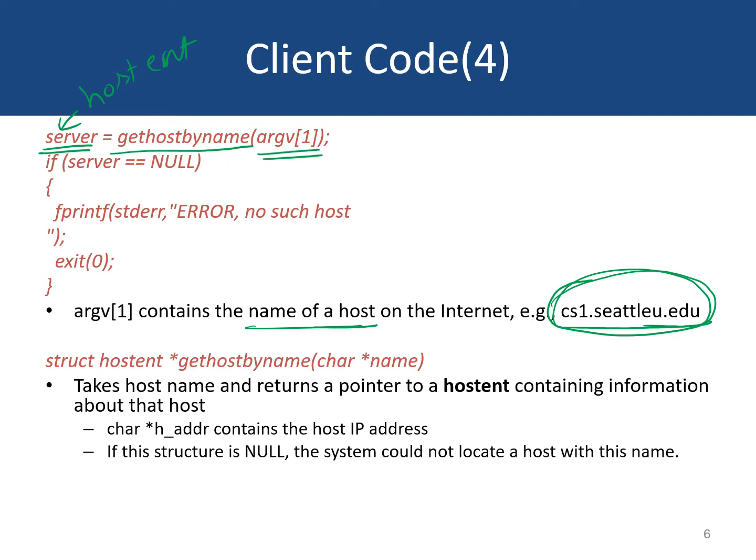If for some reason the gethostbyname function returns a null value, it means the host or the system that we are looking for could not be located or could not be found. And therefore we'll print an appropriate error message and simply terminate the program. However, if the host was in fact found, then recall the field character pointer h_addr inside this structure would contain the IP address of the host or the server machine that we want to connect with.